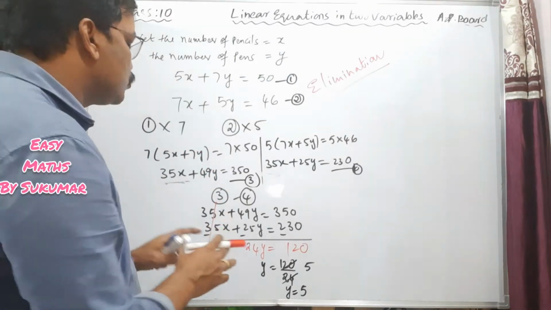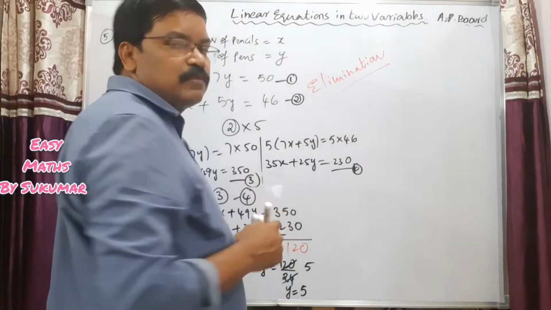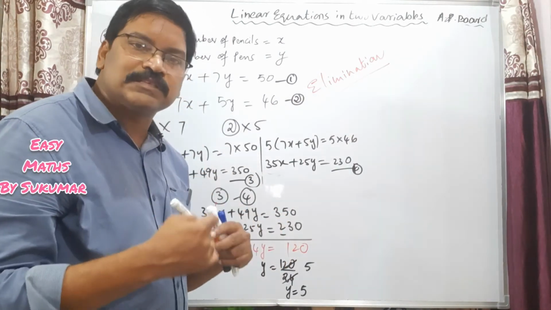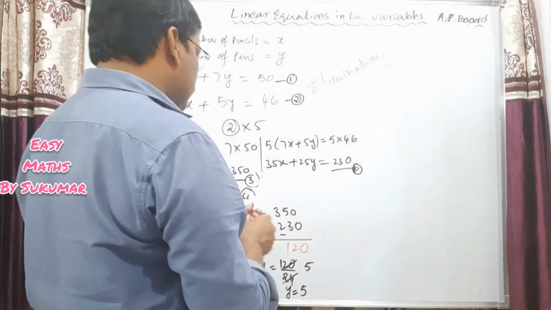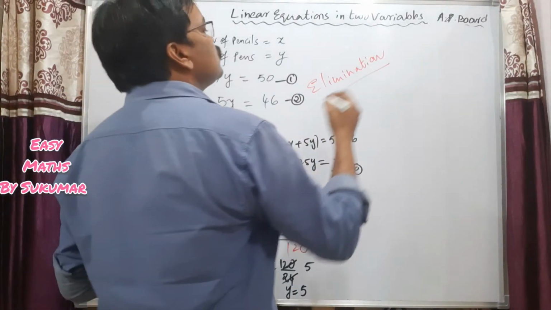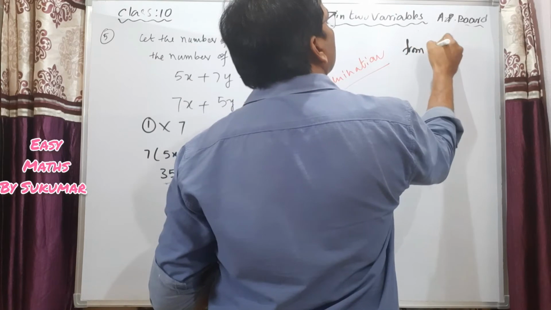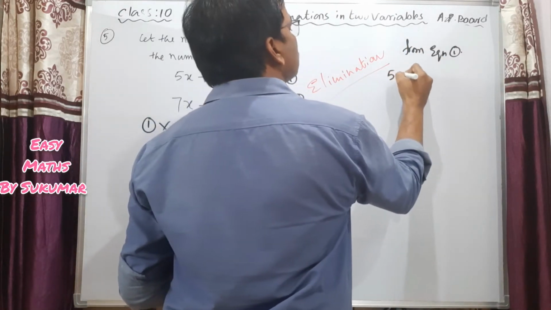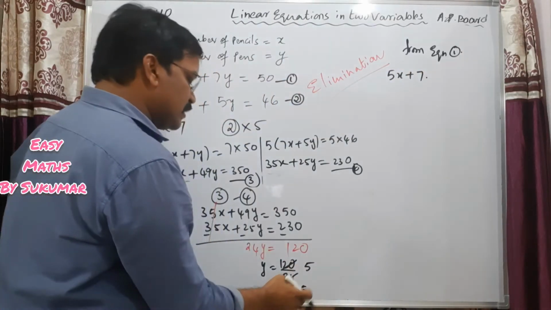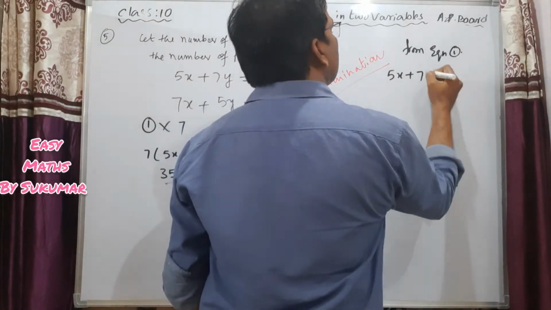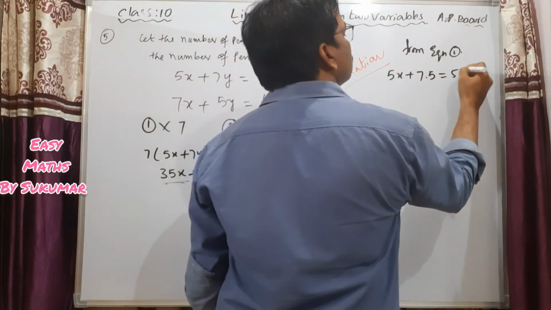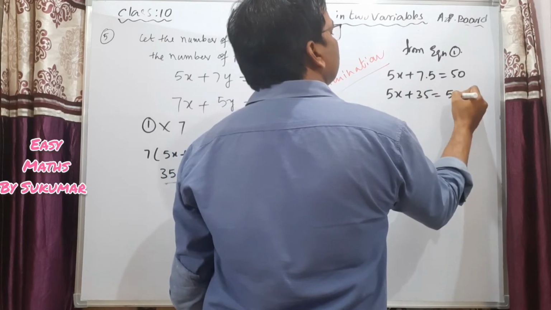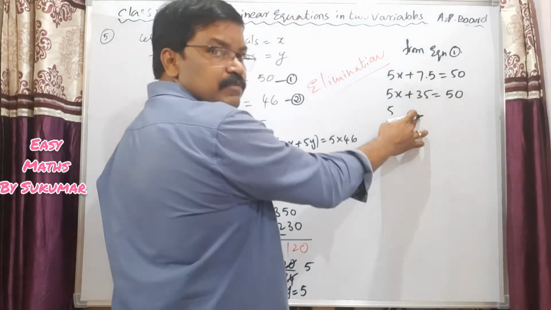Now let us substitute this y is equal to 5 in any one of the equations, either in equation 1 or equation 2. Wherever you substitute, we will get the same value of x. Okay, let us take equation 1. What is equation 1? 5x plus 7 into y is 50. Let us substitute y is equals to 5. So 5x plus 35 is equals to 50. 7 5s are 35.